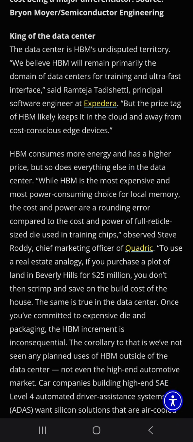HBM consumes more energy and has a higher price, but so does everything else in the data center. While HBM is the most expensive and most power-consuming choice for local memory, the cost and power are a rounding error compared to the cost and power of the full reticle-sized die used in the training chips, observed Steve Roddy, Chief Marketing Officer at Quadric.